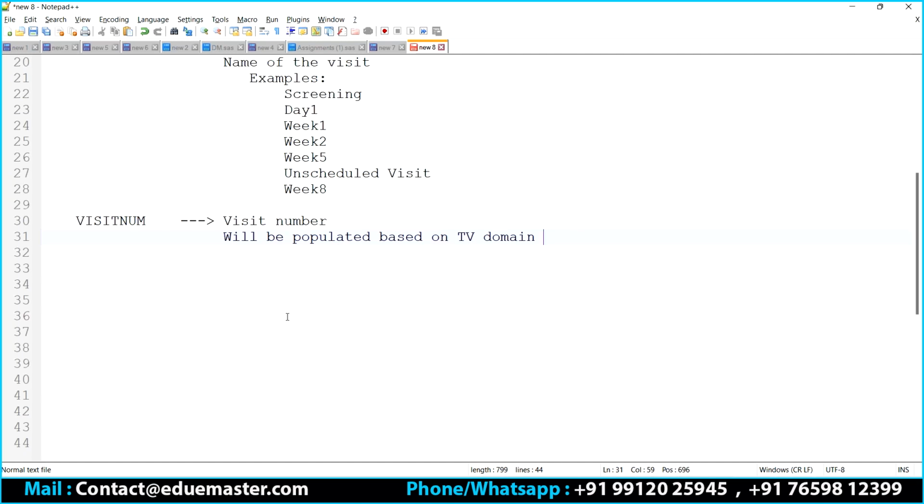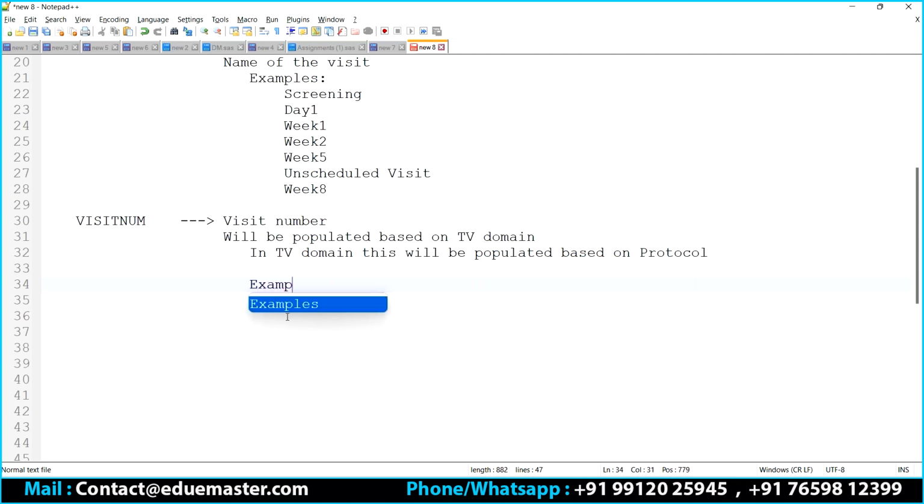You have trial visits, right? Based on the trial visits domain data, you are going to populate this particular one. Again, in the TV domain, this will be populated based on your protocol. This generally you can get from the protocol itself. Okay, let me tell you how it looks. For example, there is no standard order. Each study follows something different here. Maybe I can take an example here.